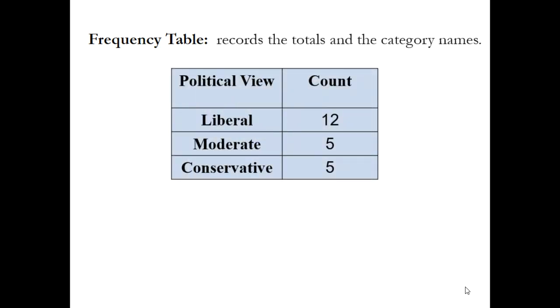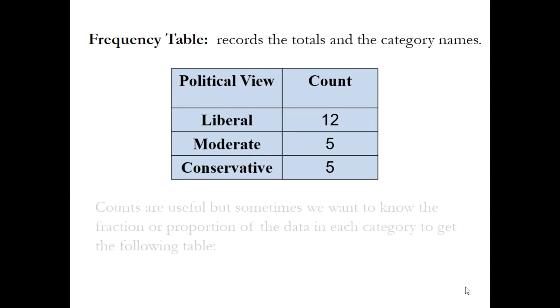First thing is a frequency table. A frequency table just records the total and the category names. In this case, I just have political view and how many total. I've lost my gender information in this. I just have the total. We had 12 people self-identify as liberal, 5 as moderate, 5 as conservative in this example. So we have a grand total of 22 people.